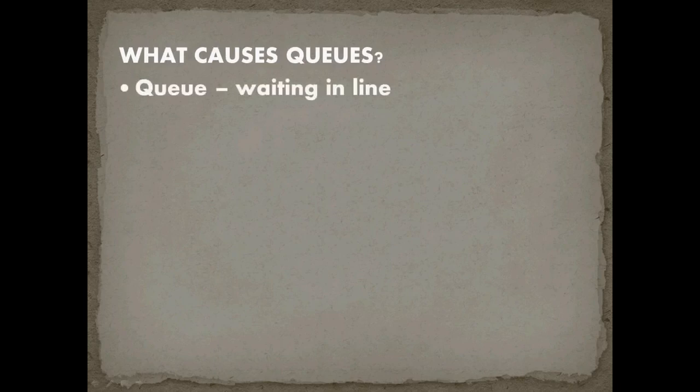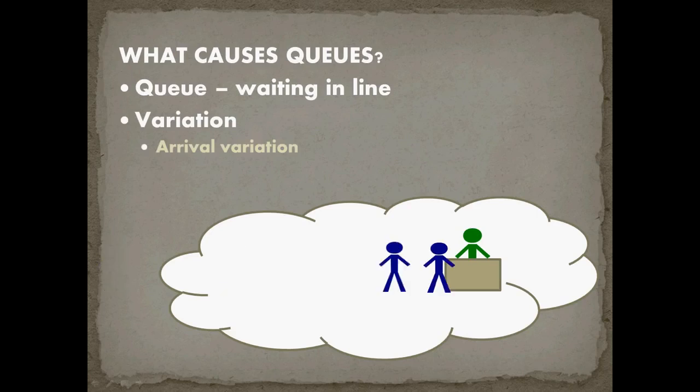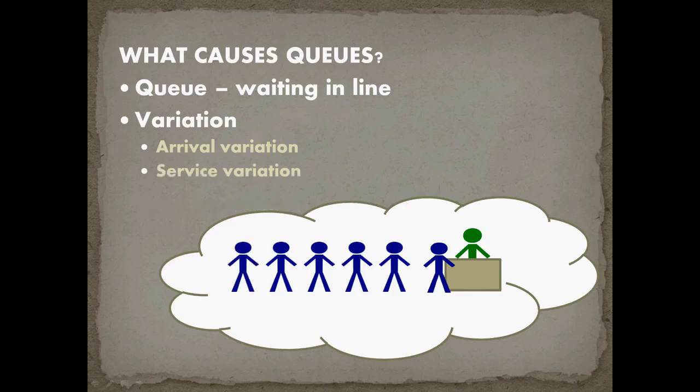A queue is waiting in line, and it's caused by variation. So we can have variation in arrival. When two people arrive right behind each other, suddenly there will be a line, even if the service rate is fairly quick. Sometimes two people arrive almost simultaneously. The other factor that we have is service variation. Some customers may be more difficult to process than others, whereas others will go very quickly.